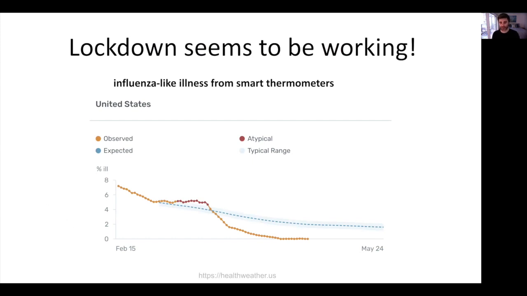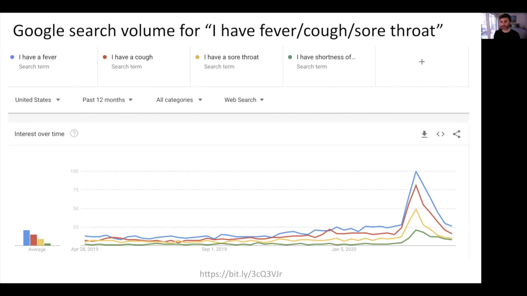So one set of data that's really, really cool is this data from the smart thermometers, where all these different people are taking their temperature throughout the country. And you can see here the number of observed influenza-like illnesses versus the number that's expected. And actually, the number observed started to rise above the amount expected, most likely due to COVID, and then it fell dramatically as people have been keeping themselves isolated. Another thing we can see is the number of Google searches for phrases like I have a fever, I have a cough, I have a sore throat, I have shortness of breath. And we can see that they spiked way up and now they've come way back down, getting down somewhere closer to the original levels that they were back in January.